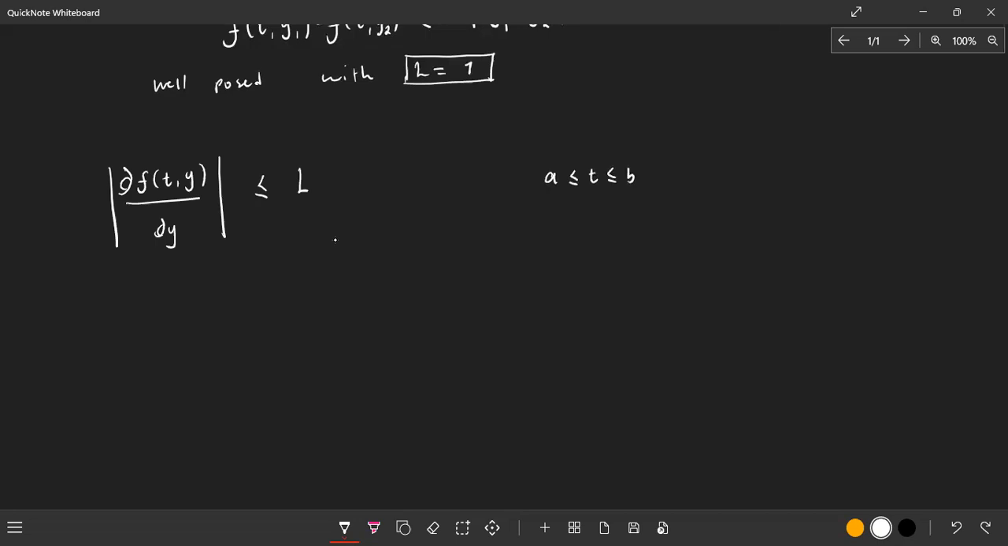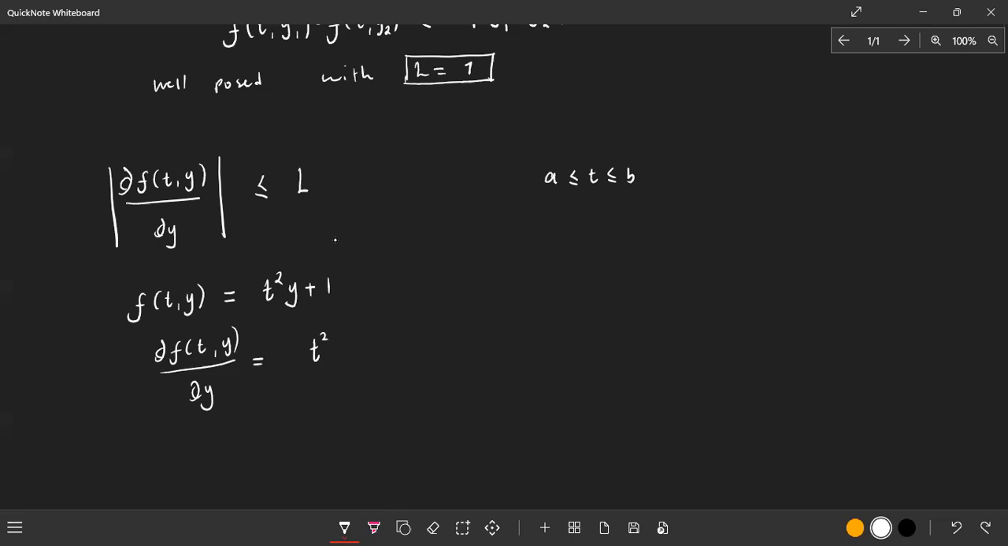So let's find the derivative of this. Given f(t, y), our equation is equal to t squared y plus 1. So let's get the partial derivative of this function with respect to y. This is just equal to t squared.